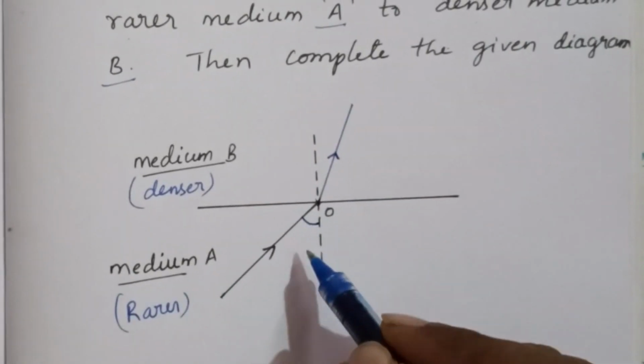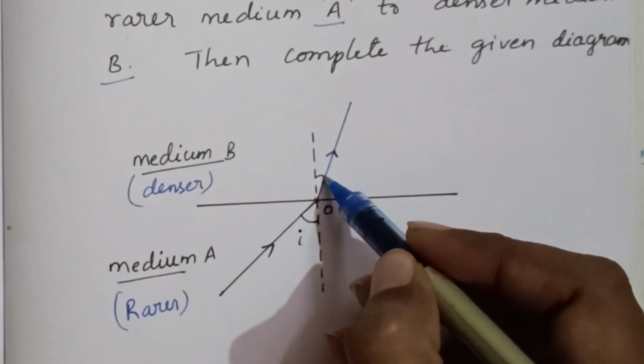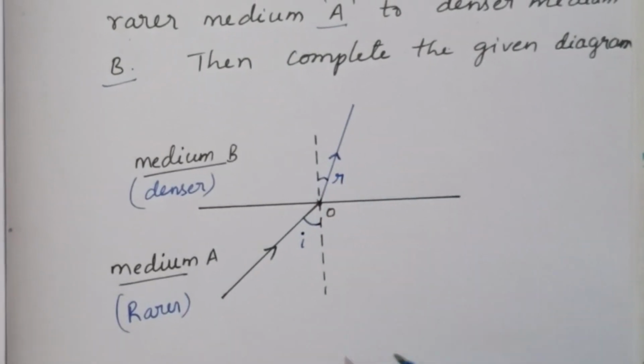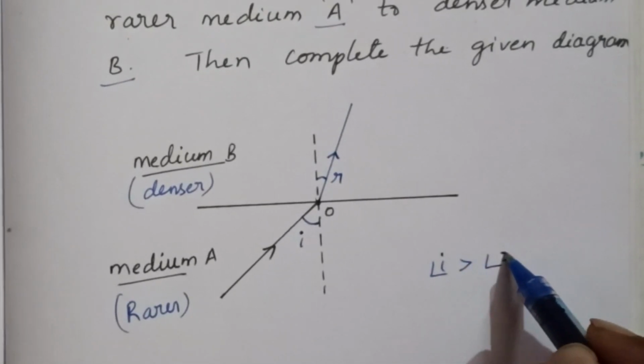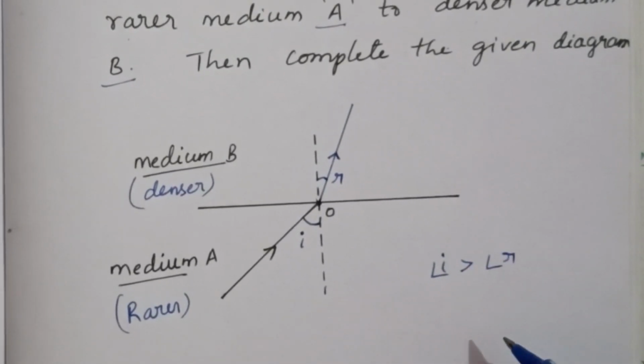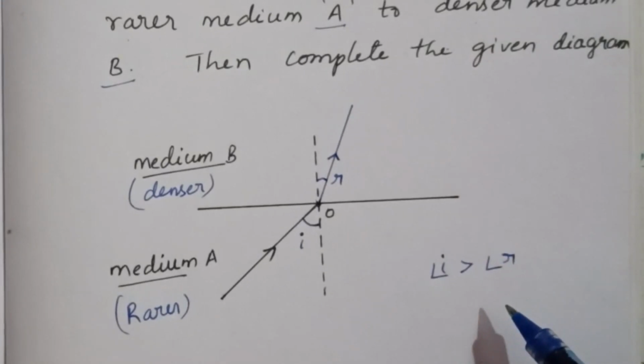This is angle of incidence. This is angle of refraction. Angle of incidence is greater than angle of refraction. If they ask, then only you write. Otherwise, no need. Next question.